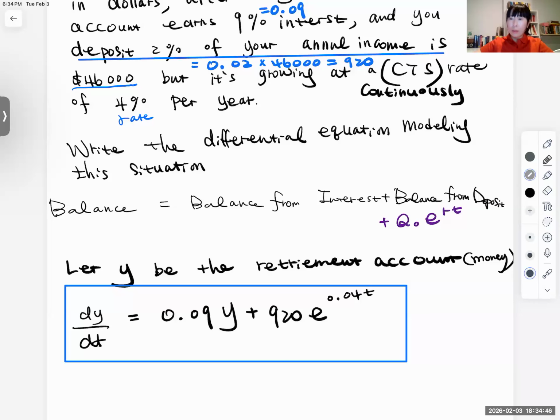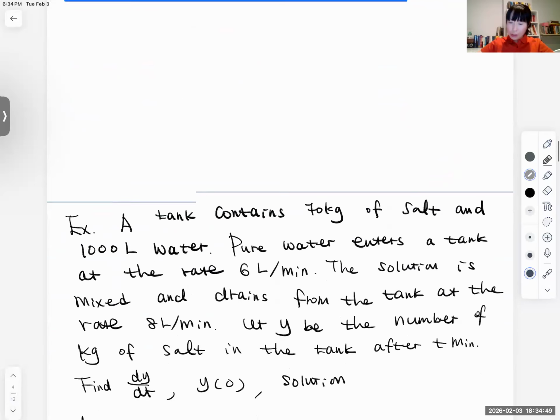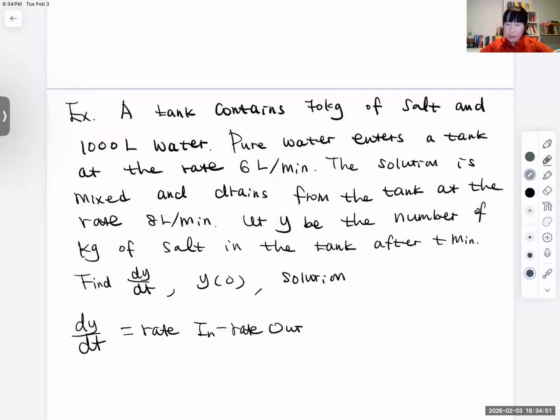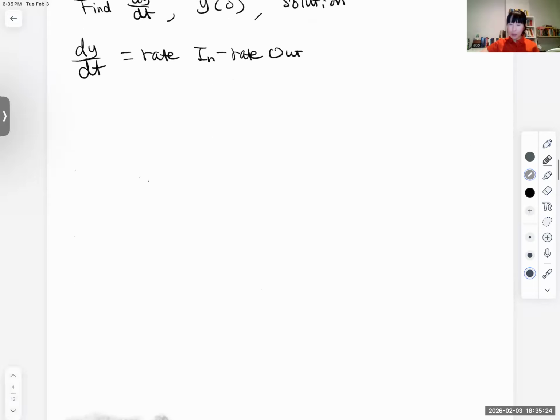Okay, so let us do these questions. A tank contains 70 kilograms of salt and 1,000 liters of water. Pure water enters and mixed solution drains. Let y be the number of kilograms of salt in the tank after t minutes. Find dy over dt and the initial condition, and then the solution, right? We did this one before in section 1.2. So let me show you this one on the next page.